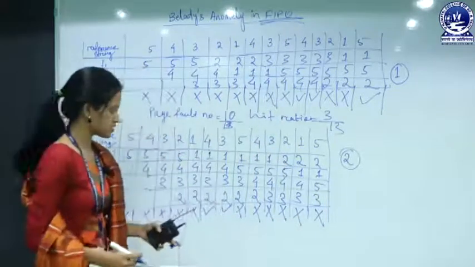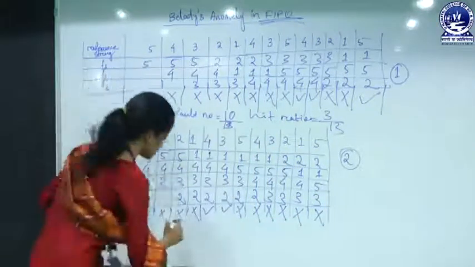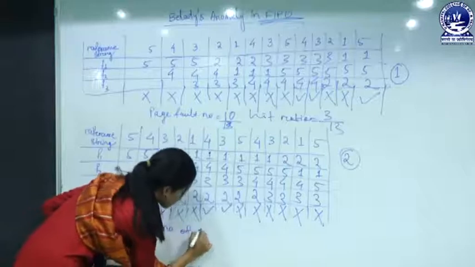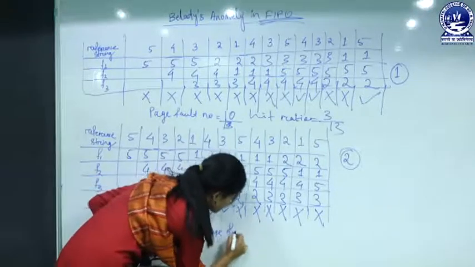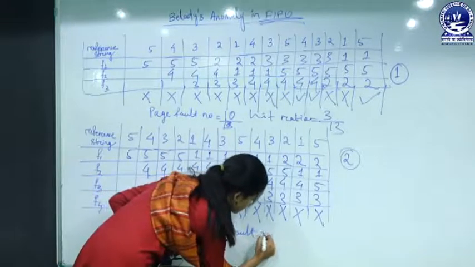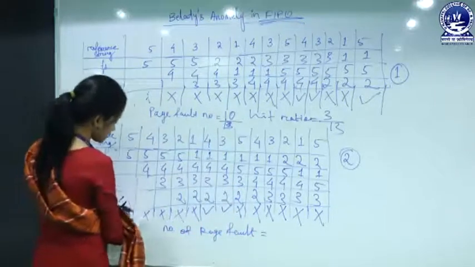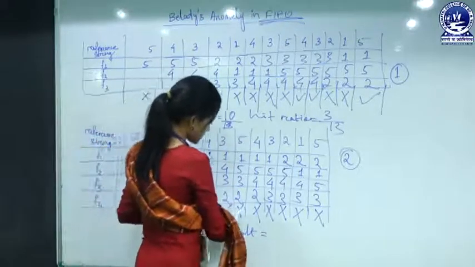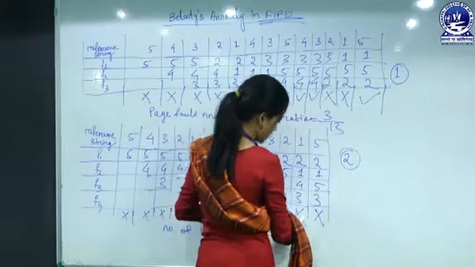So count the page faults in the second diagram. The number of page faults is equal to 1, 2, 3, 4, 5, 6, 7, 8, 9, 10, 11.